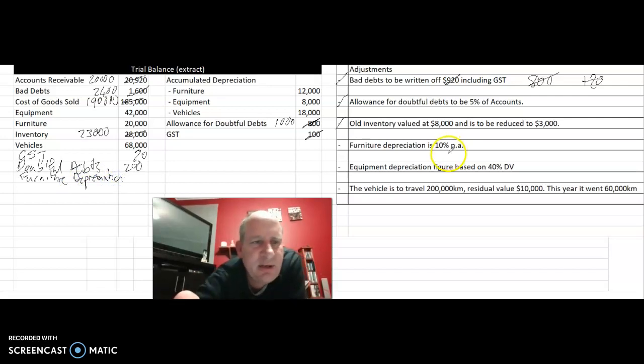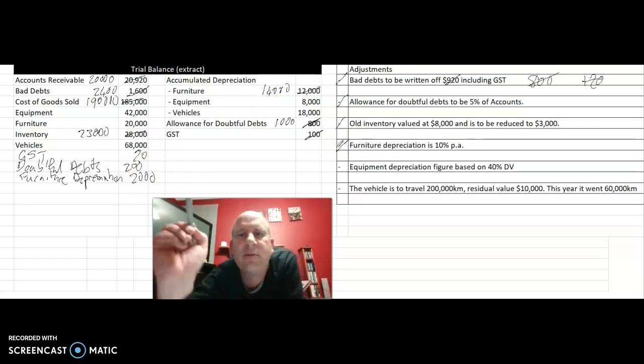And it's 10% of the furniture. So furniture is 20,000. 10% of that's going to be 2,000. So we've added it on this side. Where do you add it on this side? Great, so we'll add it there. So adding 2,000 to the debit side, 2,000 to the credit side. Nice easy one again, cross it off.